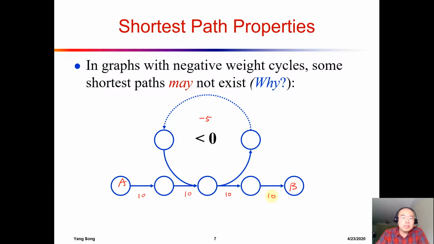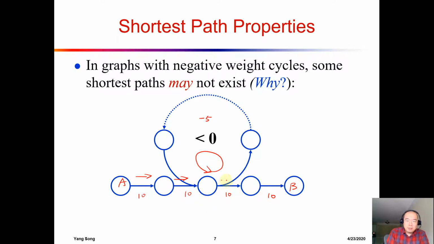So you may say the shortest path from A to B should be 40, right? Because one hop, one hop, one hop, one hop, so a total of 4 hops, and the sum will be 40. But that's not correct. Think about that. If we go here, we take this way, and after that, if we do one circle, what is that? That is 10, 10, and then a negative 5. So we can get here at the cost of 15.